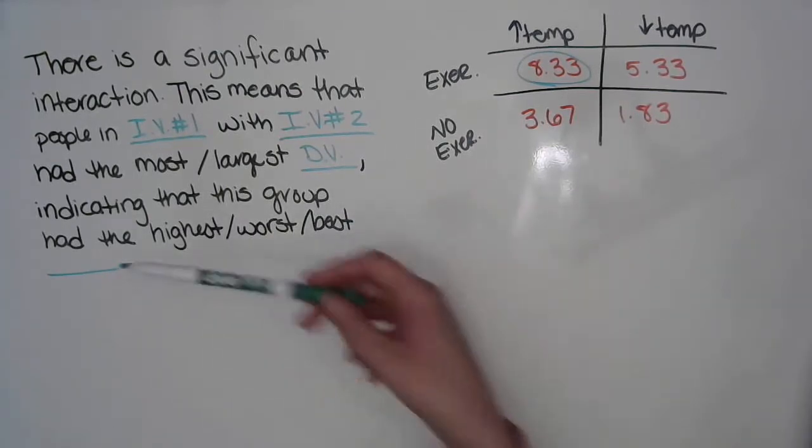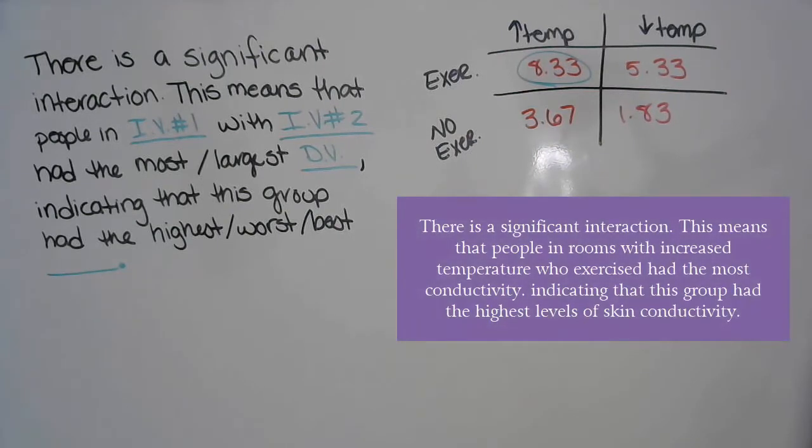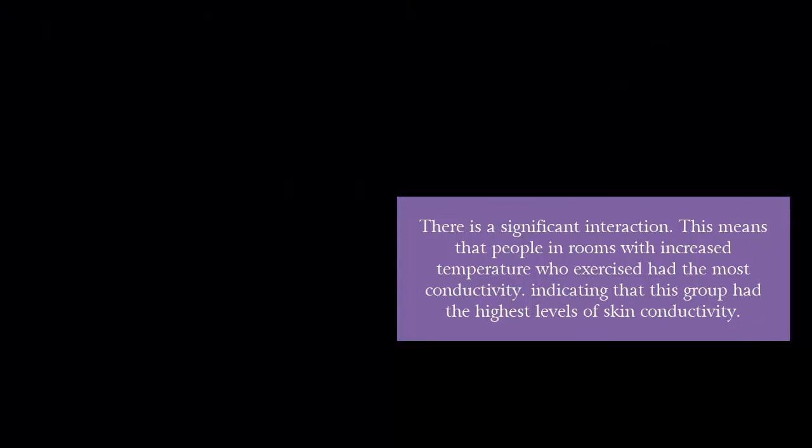your situation, blank. So for this particular problem, the sentence form of your results would be: there is a significant interaction. This means that people in rooms with increased temperature who exercised had the most conductivity, indicating that this group had the highest levels of skin conductivity.